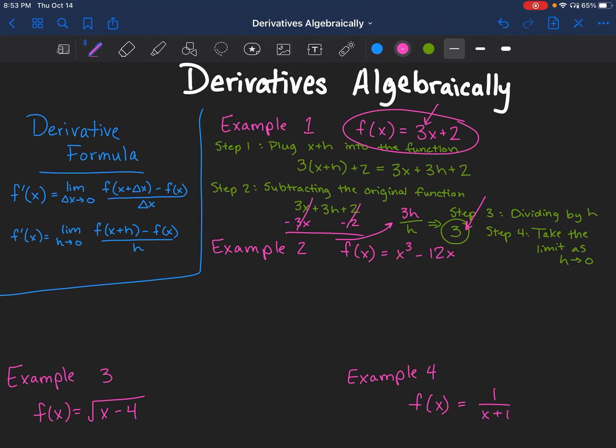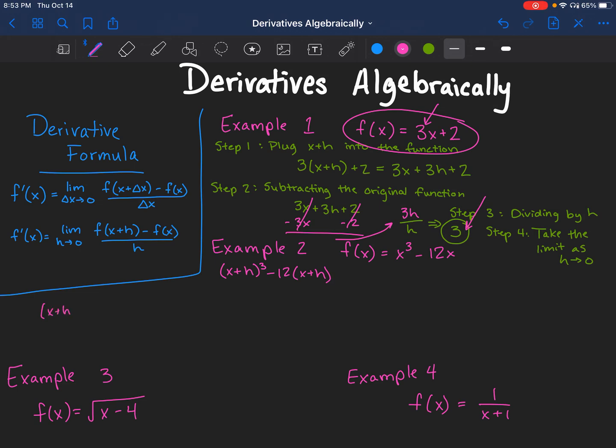So first and foremost, I want to plug x plus h into this function. So let me write this down. I'm going to plug in x plus h for x. Every time I see an x, I'm going to do it. So x cubed, I'm going to turn that into (x plus h) cubed, minus 12x, I'm going to turn that into x plus h. Now, this involves foiling out.